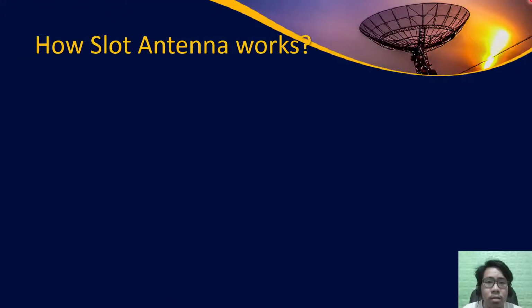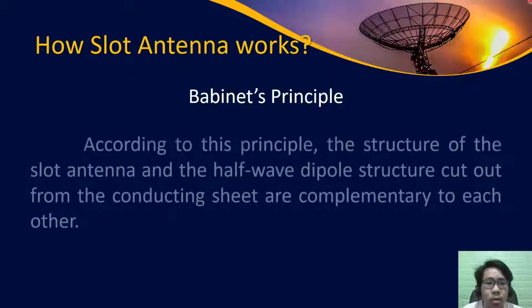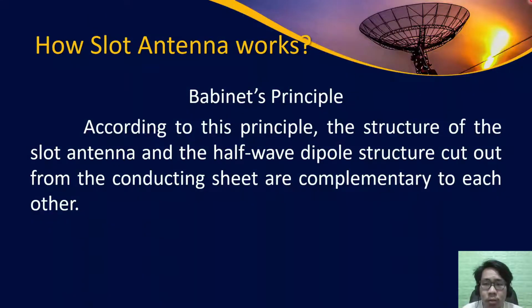So how does the slot antenna work? So it is based on the Babinet's principle, wherein according to this principle, the structure of the slot antenna and the half-wave dipole structure cut out from the conducting sheet are complementary to each other. So it means that the conducting sheet and also the slot which is cut out from the sheet are complementary. So what do we mean by complementary? It means that they almost share similar antenna properties.